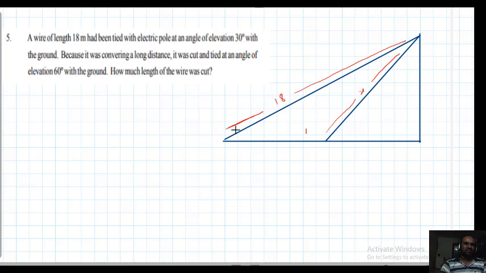So initially what is this angle? Angle made by wire with the ground is 30 degree. After that it is making 60 degree with the ground. So h is the height of the pole. I think nothing is given, 18 meters has been given. Let it be x and this is y.